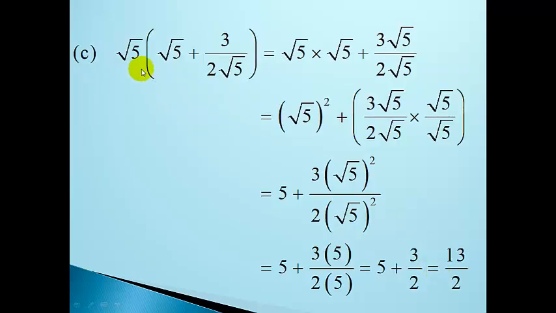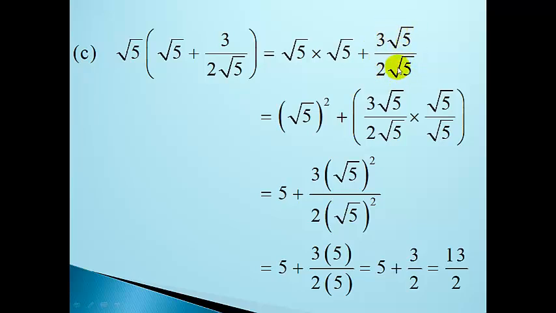Now, C: root 5 times (root 5 plus 3) over 2 root 5. We first open the bracket. So we multiply root 5 by all the terms we have in the bracket. So we have root 5 times root 5, that is how we have root 5 times root 5 here, plus root 5 times 3 will give us 3 root 5, divided by 2 root 5. So we have 3 root 5 divided by 2 root 5. Now root 5 times root 5 is root 5 all squared, plus 3 root 5 divided by 2 root 5.